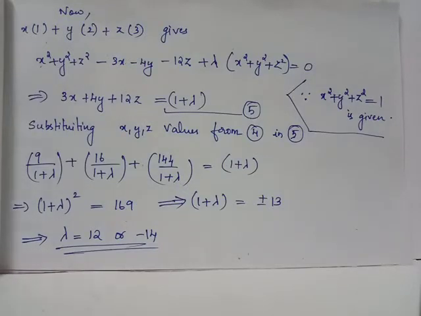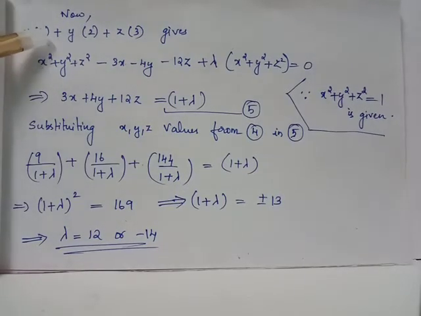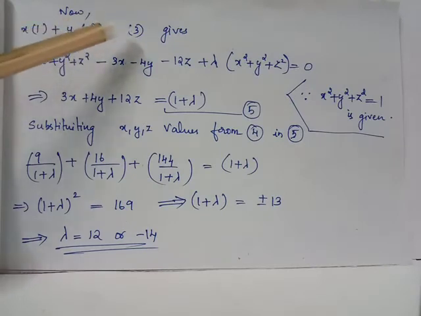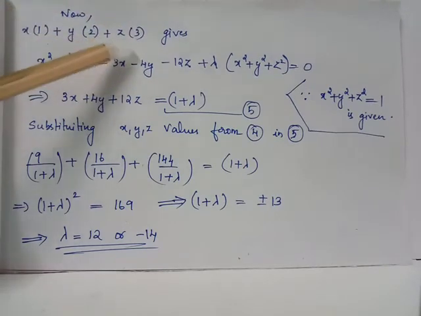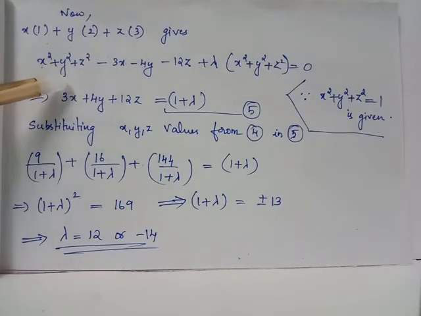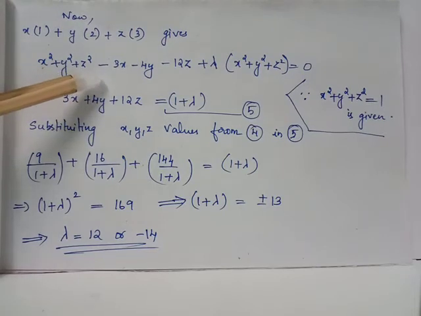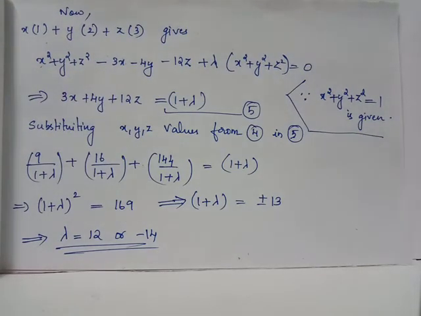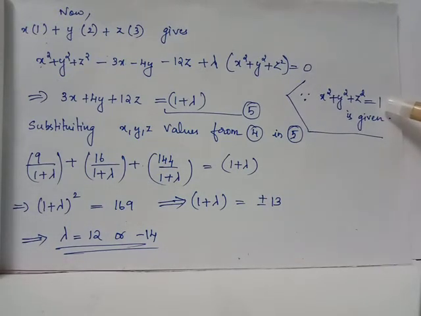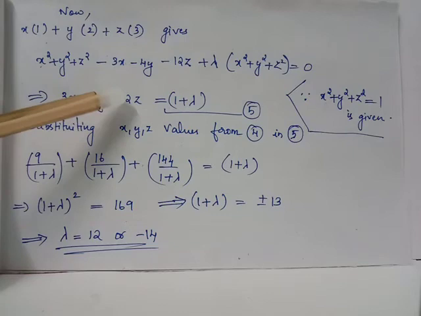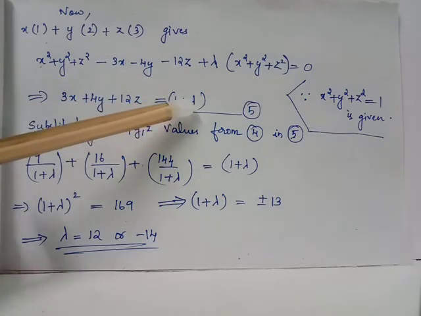We consider the equation x multiplied to equation 1, y multiplied to equation 2, z multiplied to equation 3 and add up all those expressions to get the resultant expression in this format. And we can see that it involves terms x square plus y square plus z square, which can be replaced by the value 1 because of the standard equation of sphere given in the question. So it again reduces to the form 3x plus 4y plus 12z is equal to 1 plus lambda.